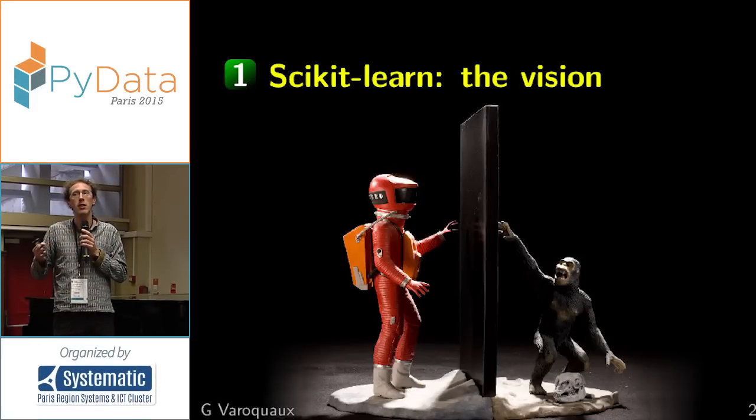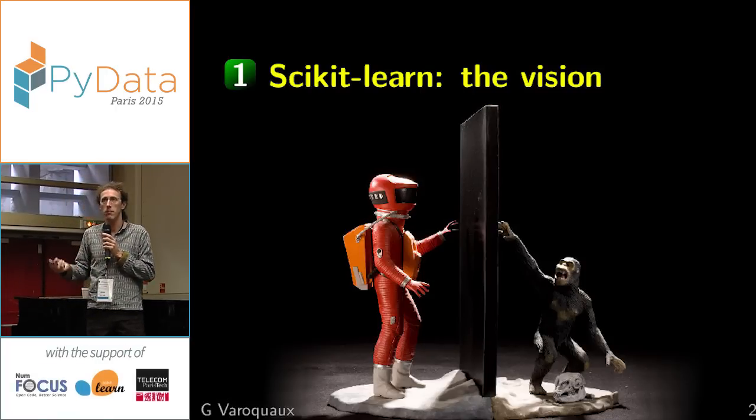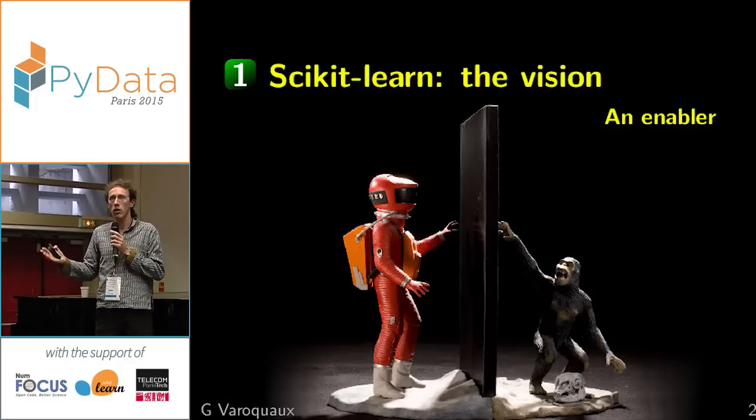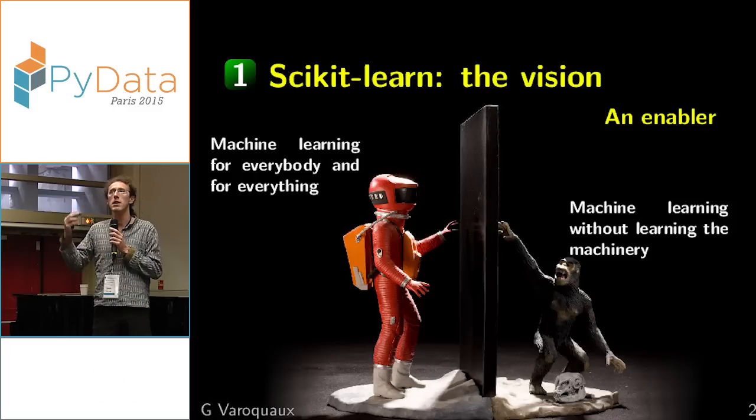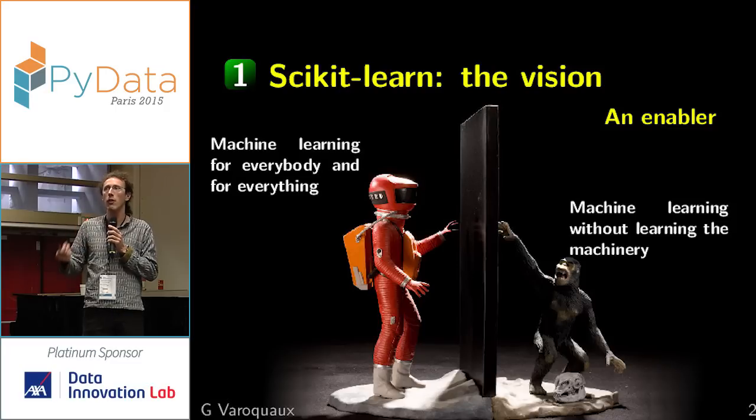A few years ago, we decided to make scikit-learn really because we wanted to enable people to do things. I come from physics. I have a background in physics. And so I see these tools as a means, something to be used, and not an end. So we're in between machine learning research and applications. And our goal is really to make it easier for people to use machine learning. And so the goal is machine learning for everybody and for everything.